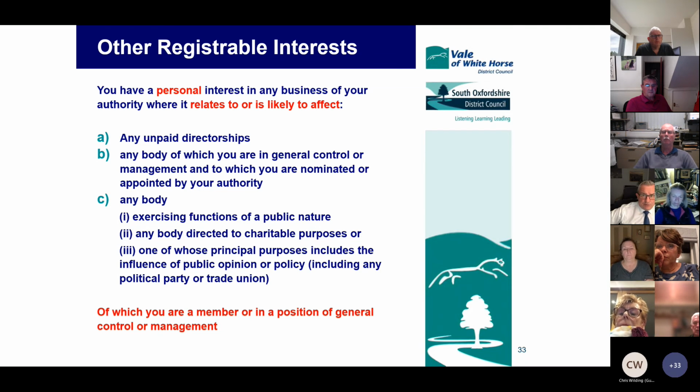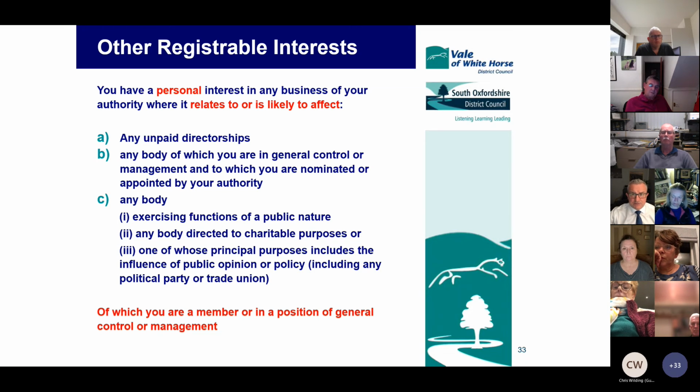Body directed at charitable purposes. So it depends whether you're on perhaps a board of a charity operating in the area. And the last one, as you can see, is public opinion. So the criteria is that you are a member of that organisation or in a position of general control or management. So quite clearly, as a school governor, you are in a position of general control or management. So that's the first part you have to consider.